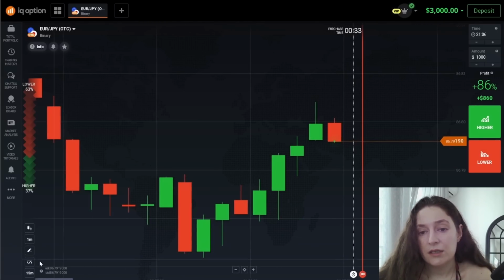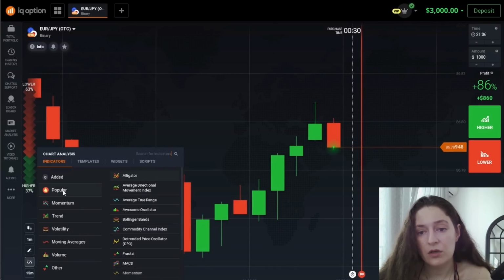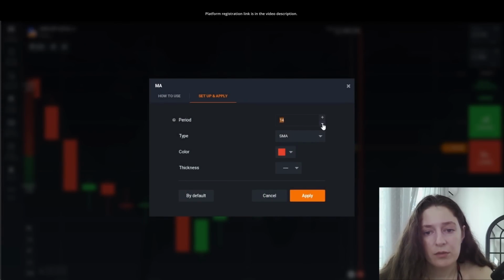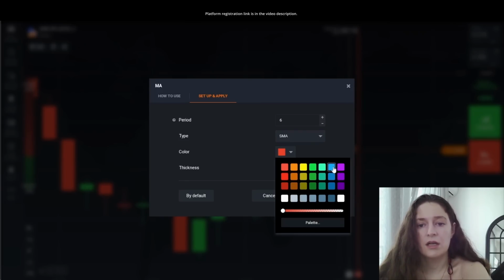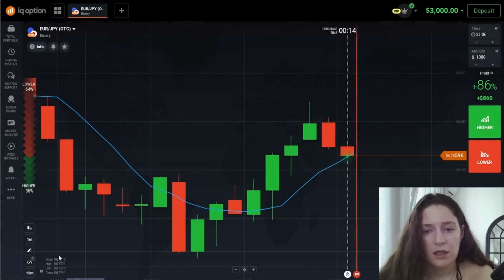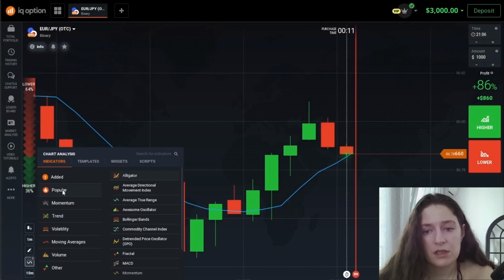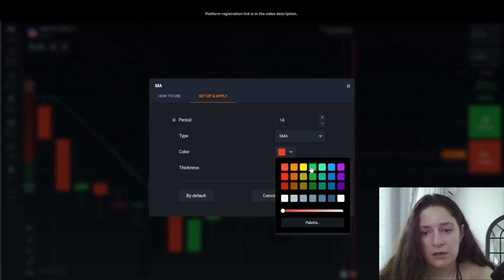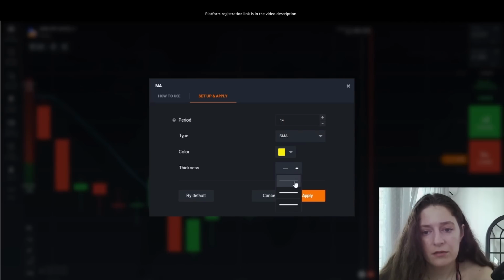So the first indicator is the well-known moving average. For greater sensitivity, I will lower the period to 6. Leave SMA. Let's choose the color blue and keep it. In order for the second moving average to work well in combination with the first one, I leave the period 14, only changing the color to yellow.